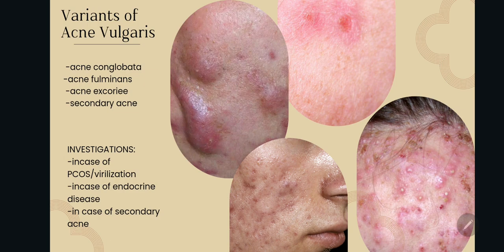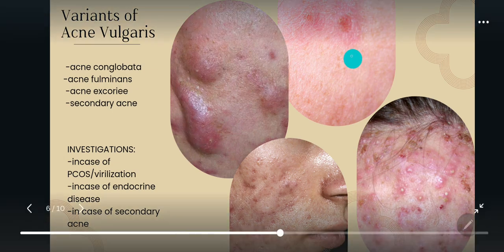Let's talk about acne excoriae. It describes self-inflicted excoriations due to compulsive picking of pre-existing or imagined acne lesions. It usually affects teenage girls and underlying psychological problems are common. This is the picture of acne excoriae, showing excoriation of the skin.